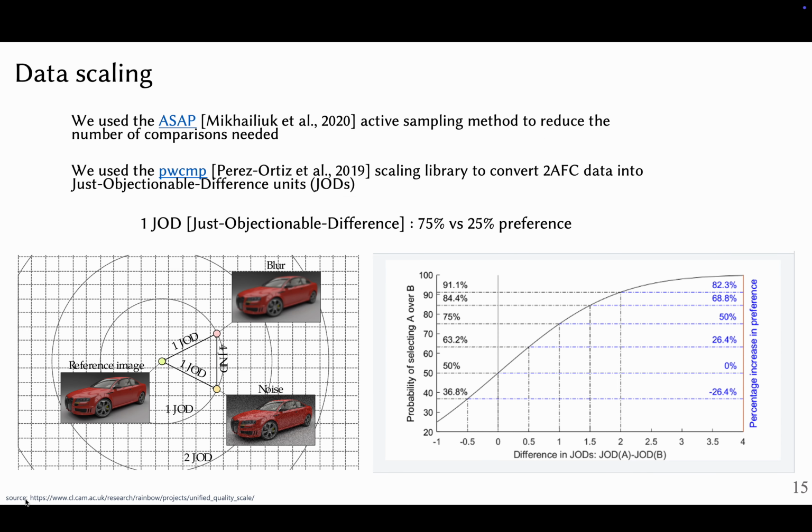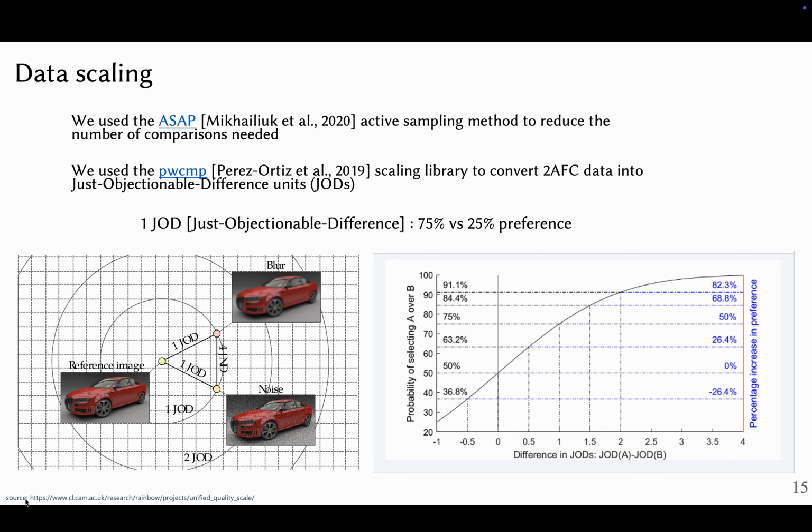In order to run the study, we used the ASAP active sampling library to reduce the number of comparisons needed to a feasible amount, and we used the pwcomp library to scale the 2AFC data into just objectionable difference units. This is a very convenient unit for perception that basically measures the distance between the reference and the different distortions, as shown on the left.